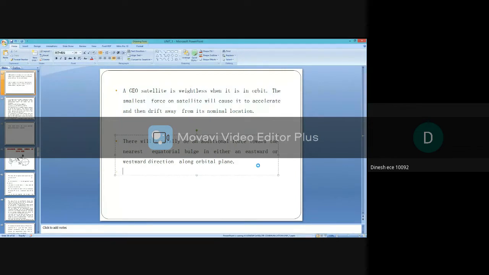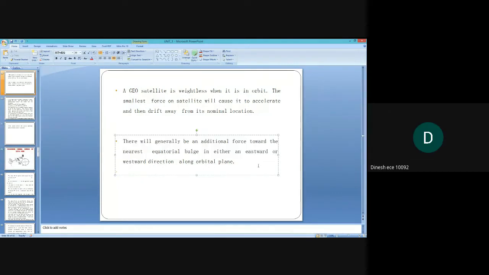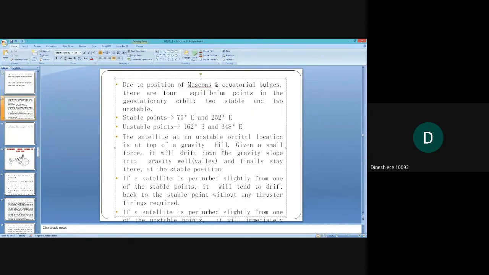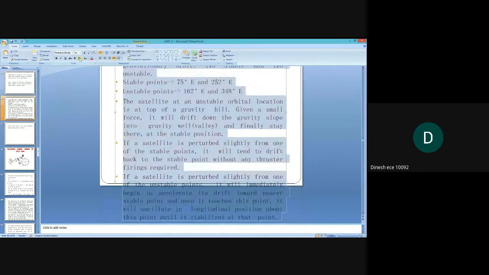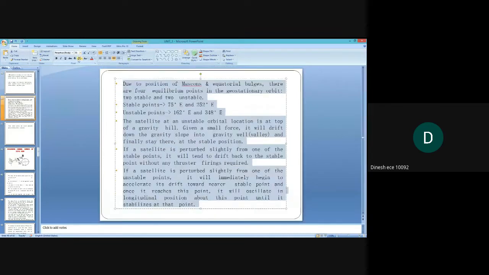Due to the obliqueness, there would be a drift towards the eastward or westward direction along the orbital plane at the equatorial bulge. So all this has been considered and is being analyzed.